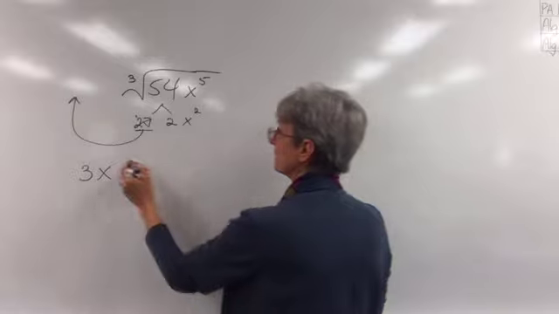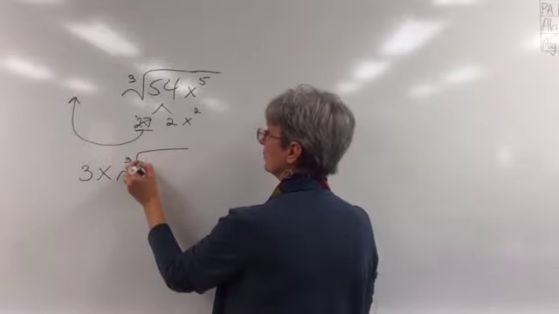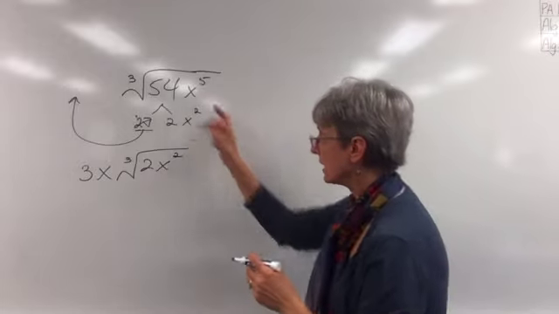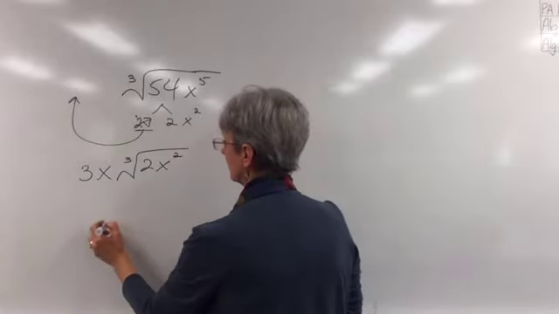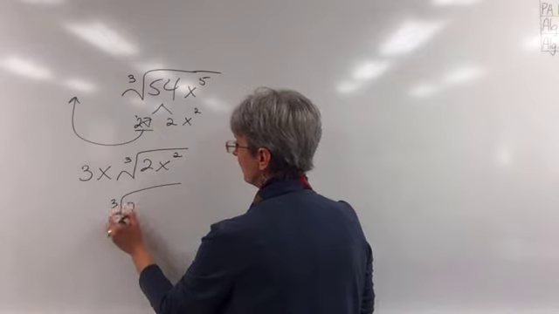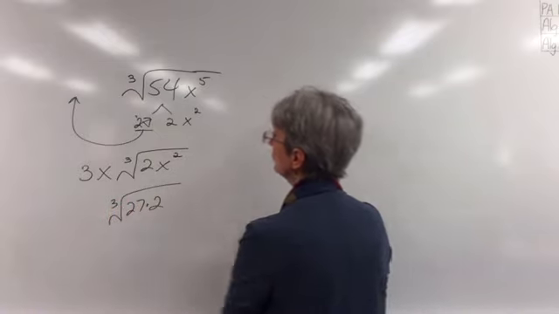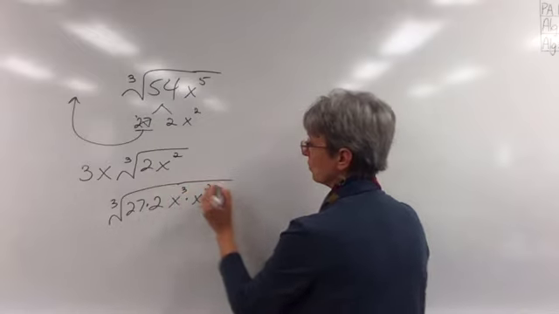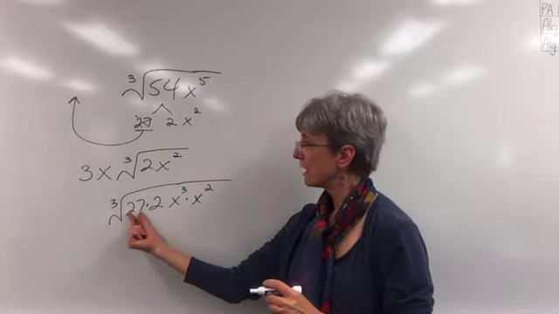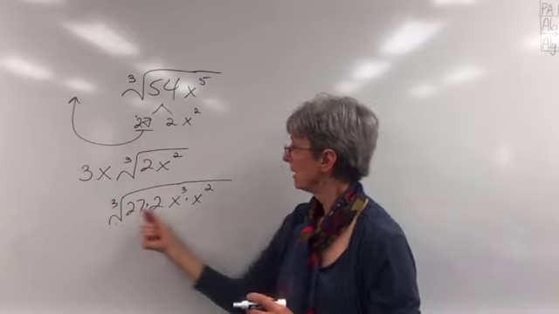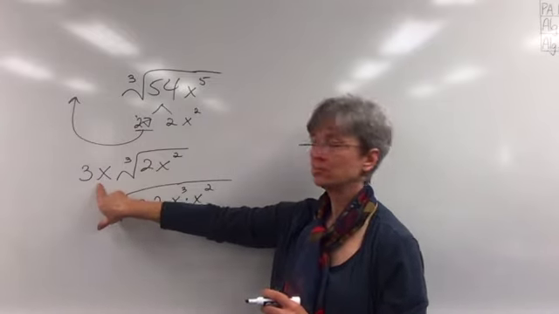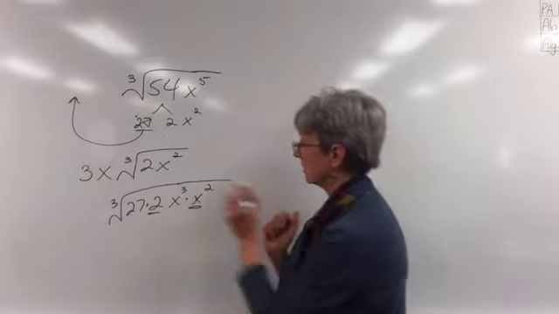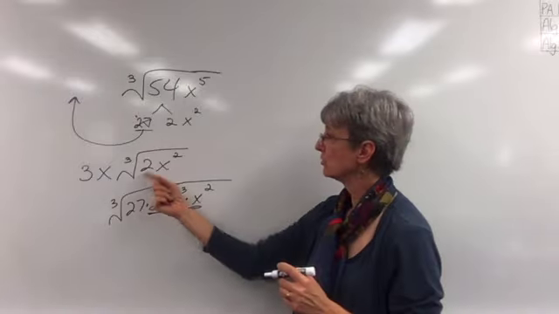So what I have then is 3x and the cube root of 2x squared. That's because 54 is 27 times 2, and x to the 5th is x cubed times x squared. So this 27 came out and became a 3. This x cubed came out and became 1x. And I was left with these two things in my radical, 2x squared.